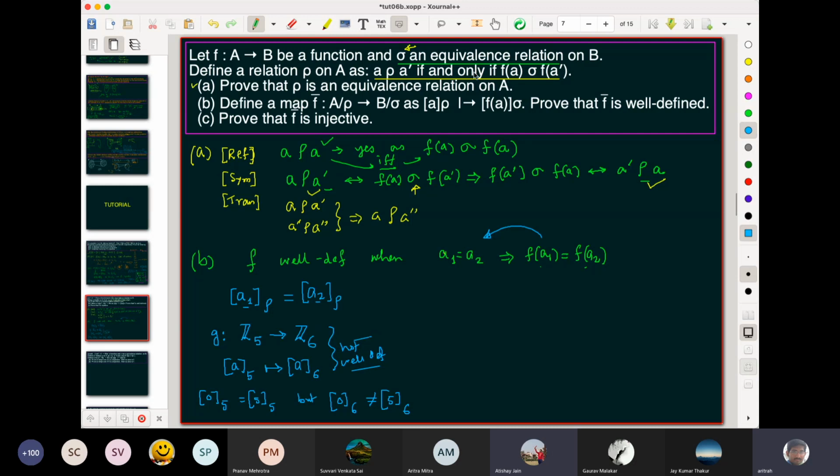But in our case, since we have a certain relation like this one, if and only if A rho, this will be well defined. So we have to prove that if this is the case, then f A1 class with respect to sigma is the same as the f A2 class with respect to sigma. That means f A1 and f A2 belong to the same class with respect to sigma. Okay, with these definitions, it is easy from here to go. Yes or no?